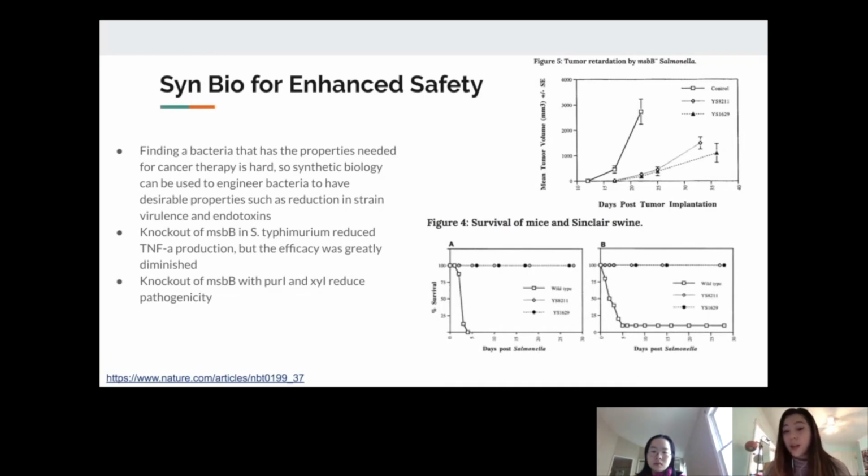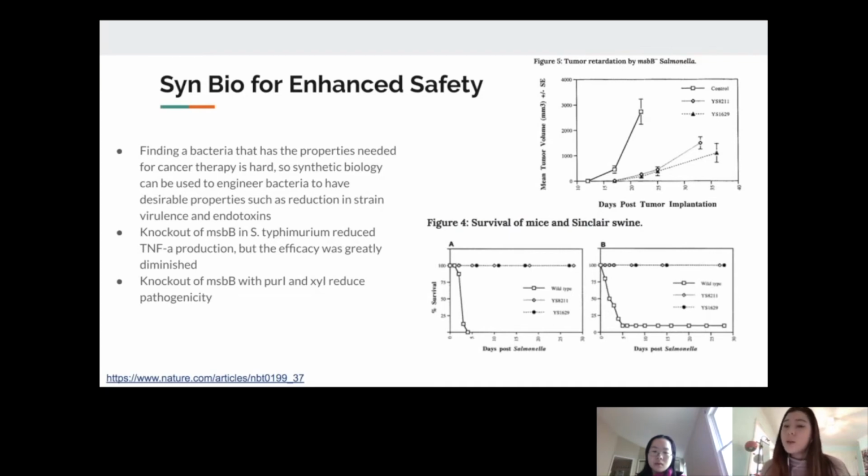So you can see that getting rid of the TNF-alpha, we can see that in the bottom two charts, which show the survival of mice and swine that are injected both with bacteria containing msbB and bacteria that do not have msbB, minus. So when we look at these charts, we can see that the mice and swine that were injected with the modified bacteria that do not produce TNF-alpha have a much greater survival rate than the ones inoculated with the unmodified wild-type bacteria.